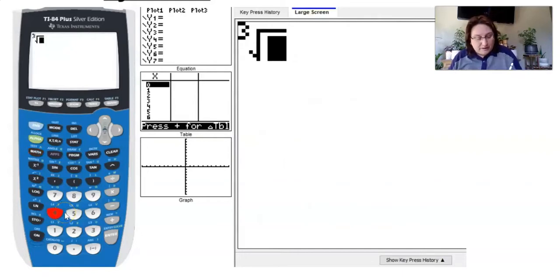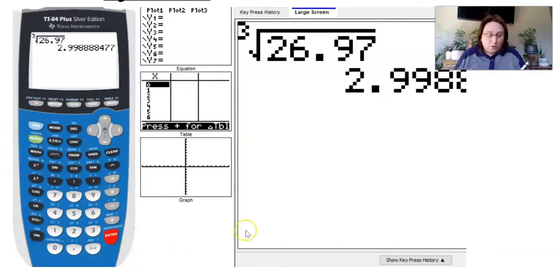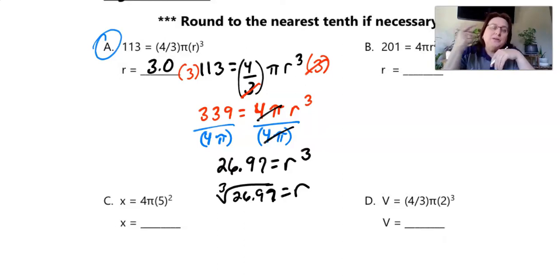So what we would end up doing is taking the cube root of 26.97, and that would equal r. When I take the cube root of 26.97, it gives me 3.0. So r equals 3 is what we would round this to. Again, your cube and cube root functions are underneath the math button on your calculator. So that's just helping you get started.